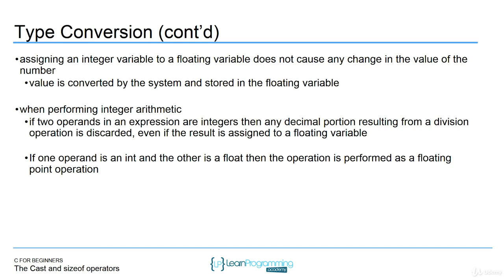Because again, an int only stores a whole number, right? So two numbers are ints and they're doing division. You're not going to get a floating point number. You're not going to get a decimal number. Now, if one operand is an int and the other is a float, then the operation is going to be performed as a floating point operation.